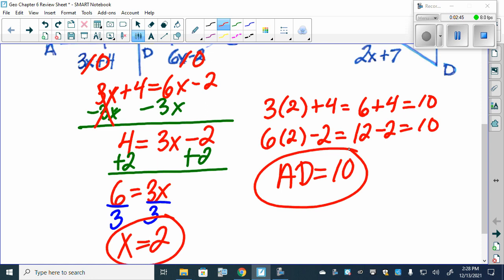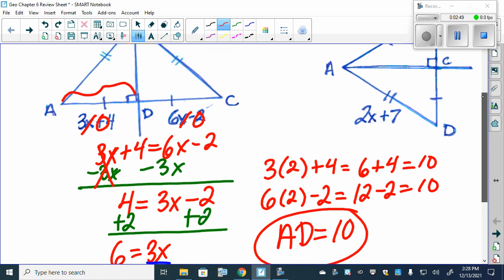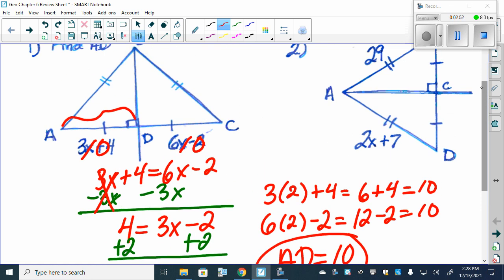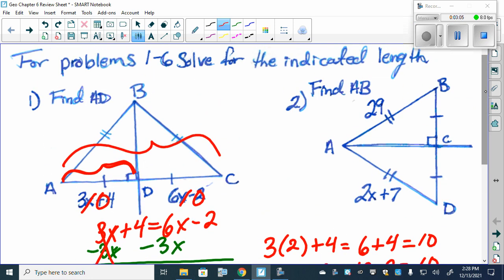Now I would be making sure, especially reading and determining what length it's actually asking for, that it's not asking just for this length here, or if it's asking for the whole, because there is a difference. Because if it wanted AC, it would be 20. We would add 10 and 10 together. Any other questions on 1 or 2?